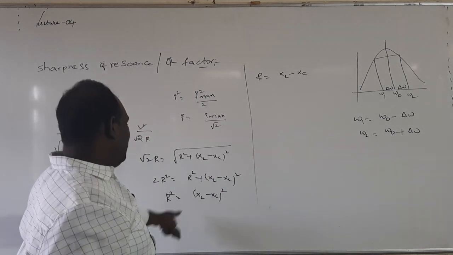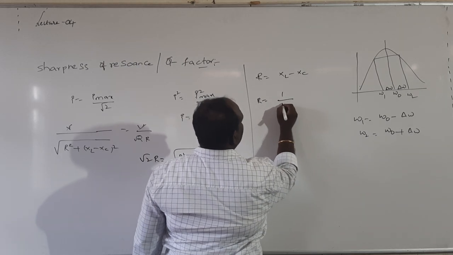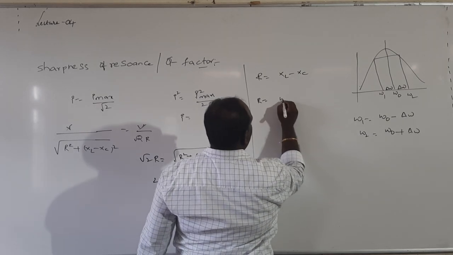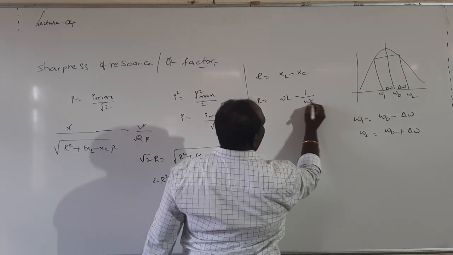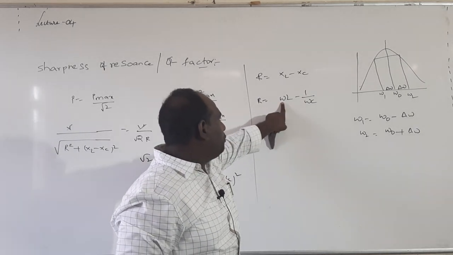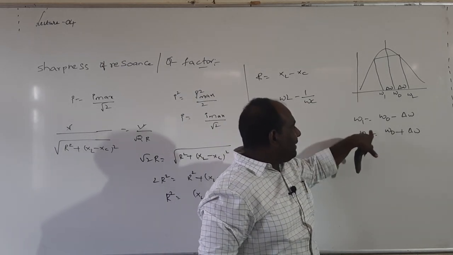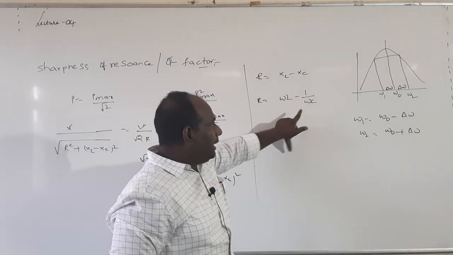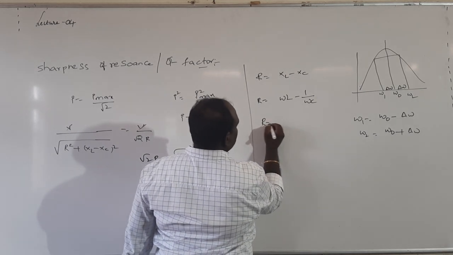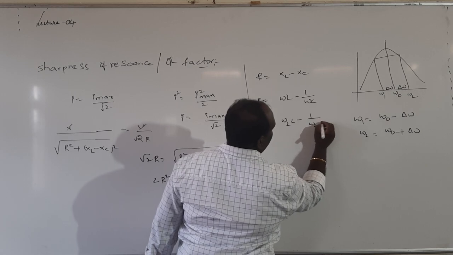So I am using XC value 1 by omega C. So I can write R is equal to, XL is equal to omega L, XC is equal to 1 by omega C. So this is the curve, R is equal to omega L minus 1 by omega C. This curve satisfies any point in this equation. So I am going to substitute one of the equations. So R is equal to omega 2 L minus 1 by omega 2 into C.